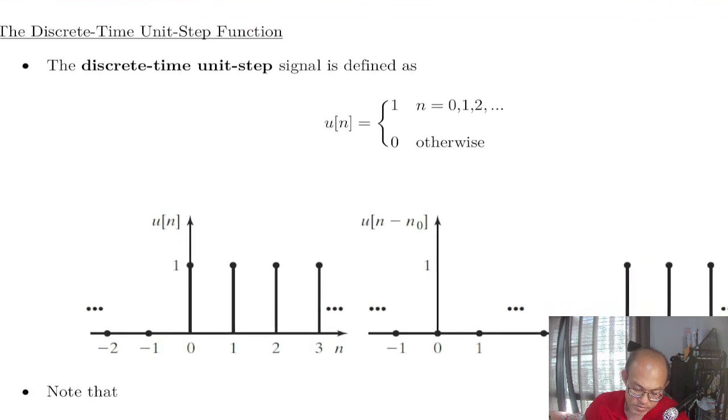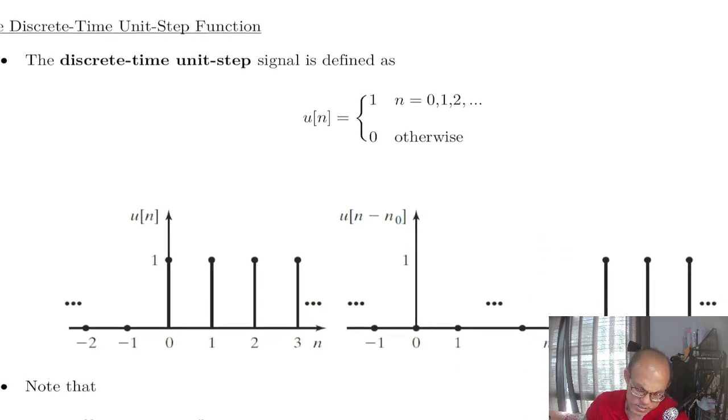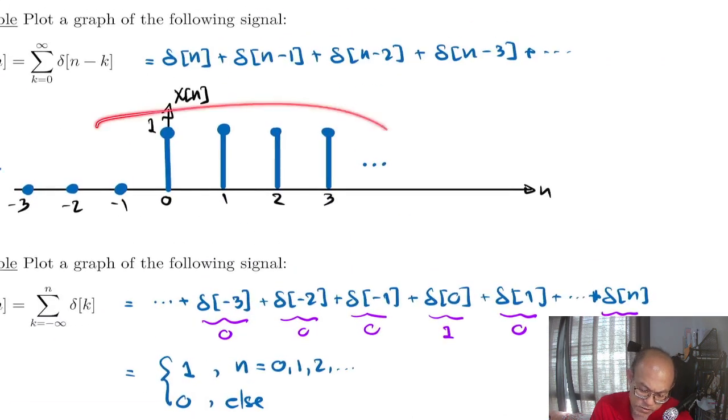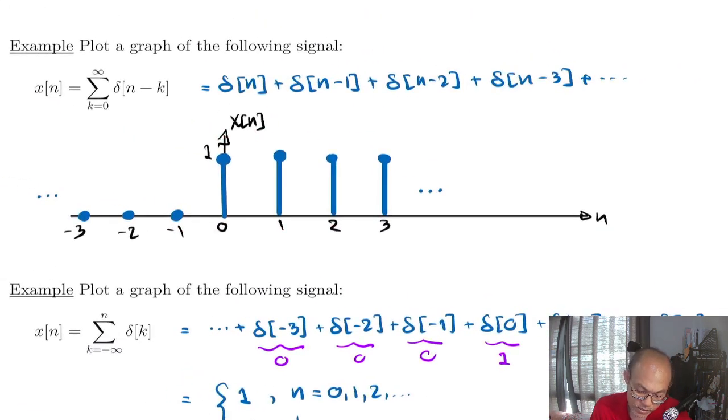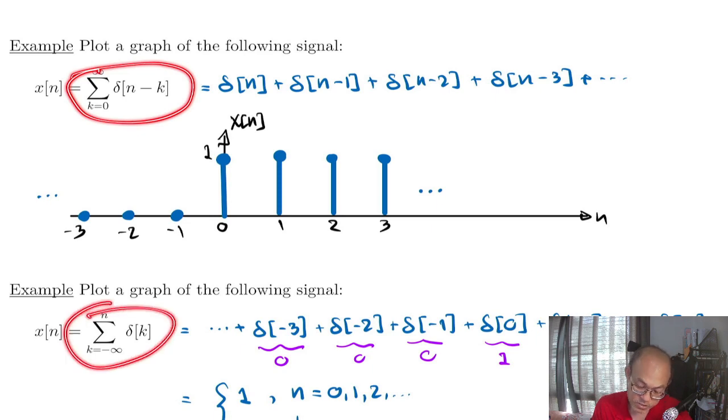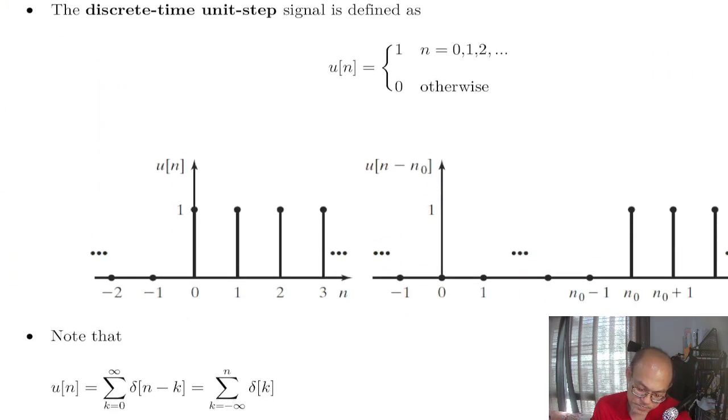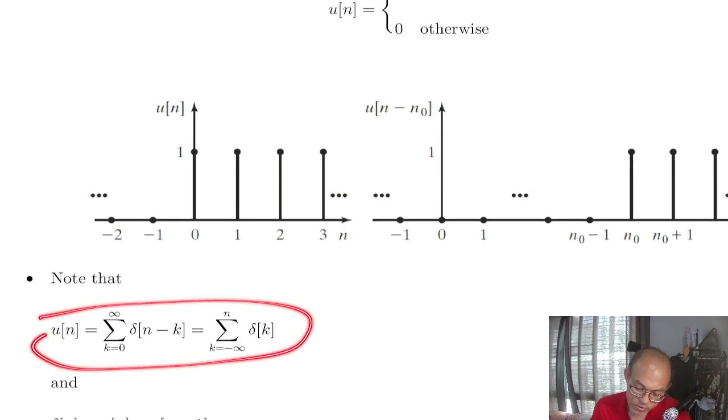Their graphs are identical. Another signal is called the discrete time unit step. The discrete time unit step has a value of 1 whenever n is greater than or equal to 0, and we use a symbol u to stand for the unit step signal. So you could define a unit step discrete time signal using this summation or this summation, okay, here. That's why I wrote it down here.